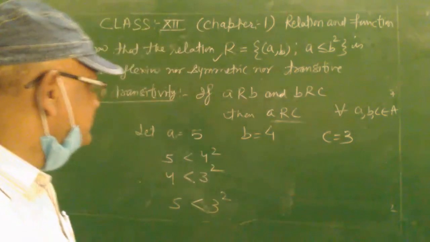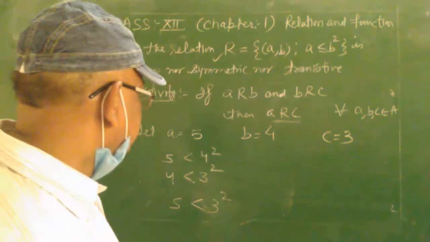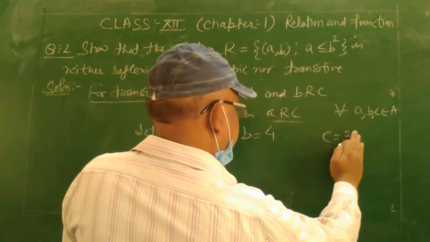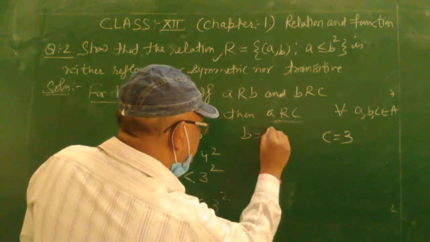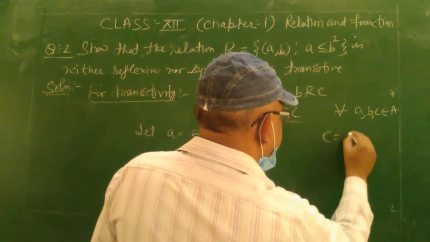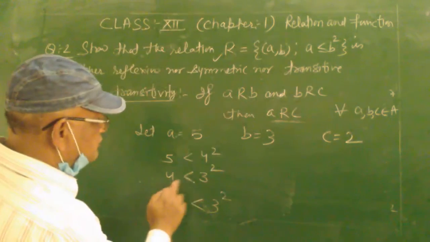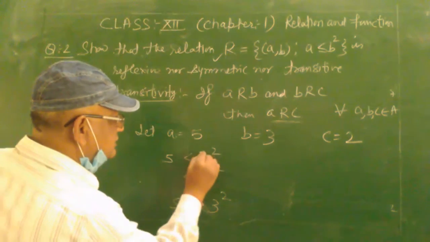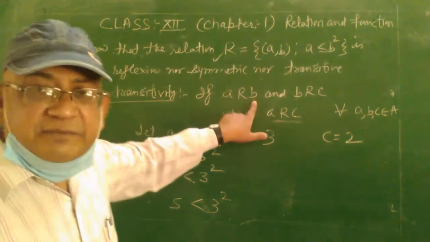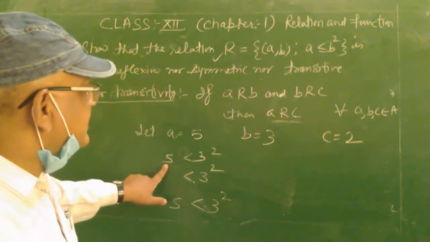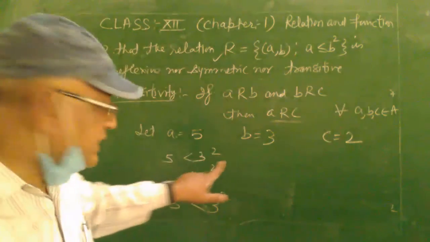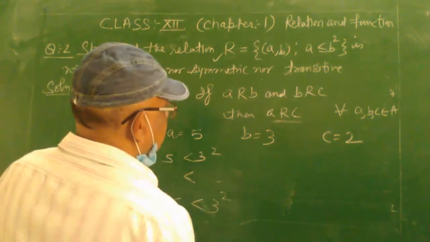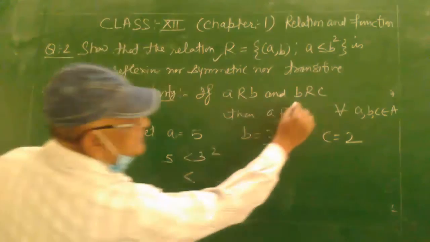So for that purpose think about this. If you are taking in place of B you are taking 3 and in place of C you are taking 2. So 4 is less than, so in place of B just you are putting 3 square. फर्स्ट वाला स्टेटमेंट लेते हैं. A रिलेटेड टू B. A की जगह आपने 5 पुट किया है और B की जगह 3 पुट किया है. सो 5 इज लेस देन 3 स्क्वायर. 3 स्क्वायर दैट इज 9. करेक्ट. नाउ टेकिंग B. B is 3, दैट इज B रिलेटेड टू C.